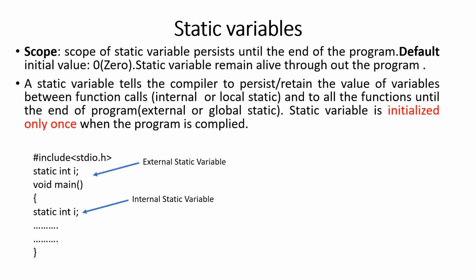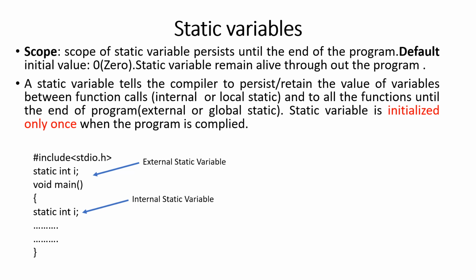The static variable value will persist until the end of the program. The default value will be 0, just like our global variable, and a static variable remains alive throughout the program. So a static variable tells the compiler to retain the value of the variable between function calls.